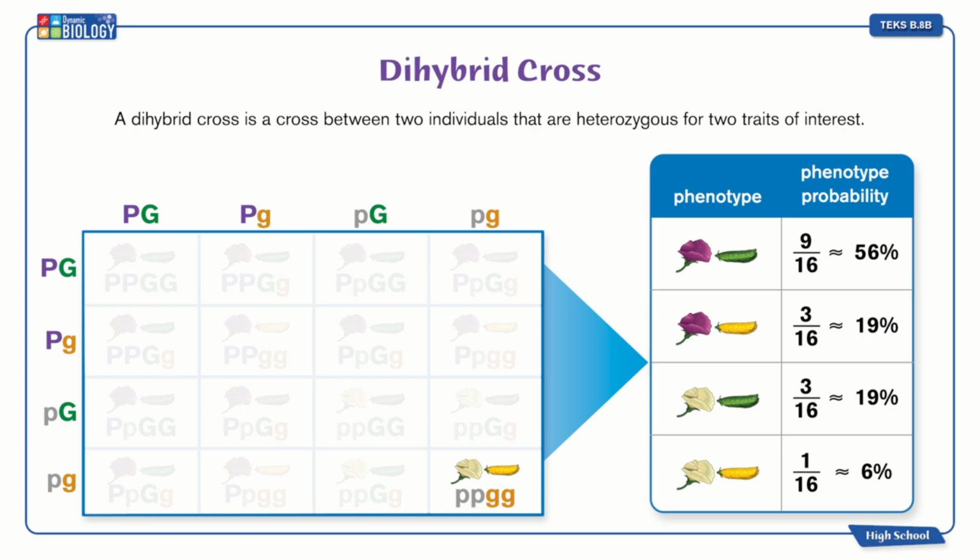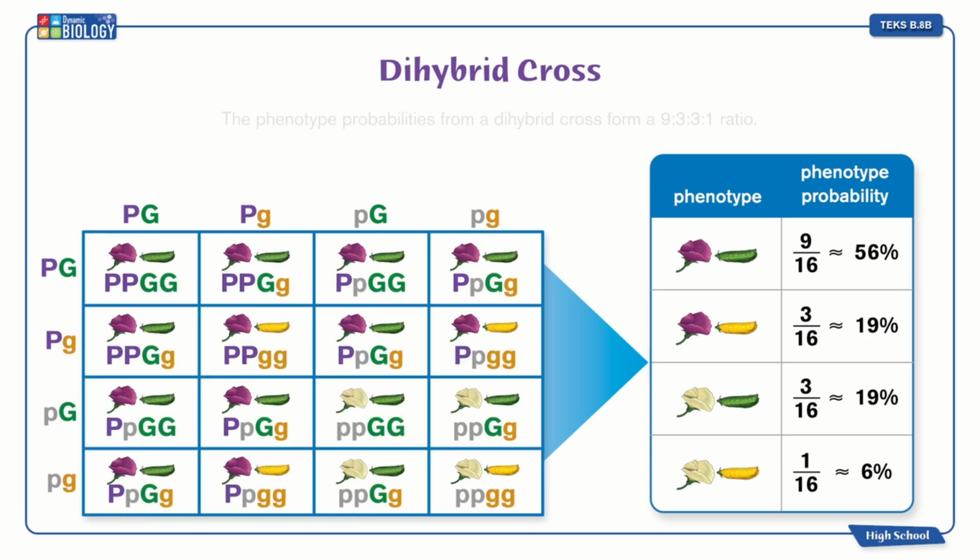These phenotype ratios, 9 out of 16, 3 out of 16, 3 out of 16, and 1 out of 16, are the same ratios that Mendel discovered when he performed his dihybrid crosses more than a century ago.